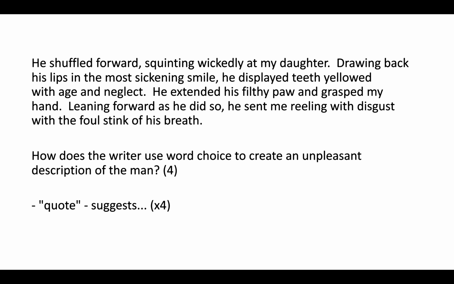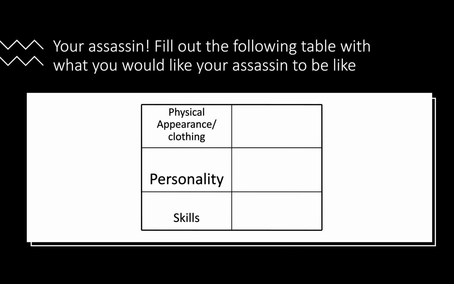So let's move off of other people's writing and start thinking about your own. I would like you to fill out the following table with what you would like your assassin to be like. Your first one is their physical appearance or clothing. Now, I'm not asking you to write out sentences here. This is just notes, and you could totally ignore half of those notes when you actually come to writing the story in a few lessons' time. So you could write down a lot of stuff and maybe only keep some, or you can keep it all.